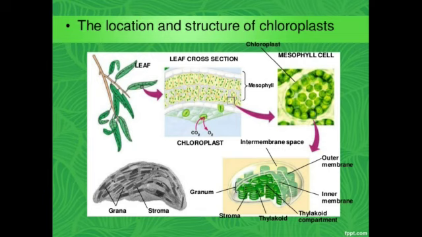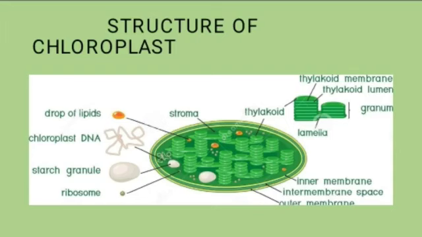Now let's move on into the structure of chloroplasts. Chloroplasts are green colored plastids containing green pigment called chlorophyll. Chloroplasts are oval shaped organelles having a diameter of 2 to 10 micrometer and a thickness of 1 to 2 micrometer. Now we'll go into the ultrastructure of chloroplast.